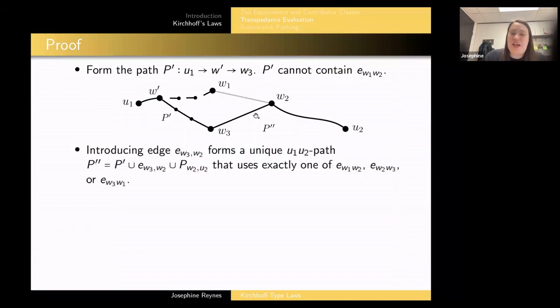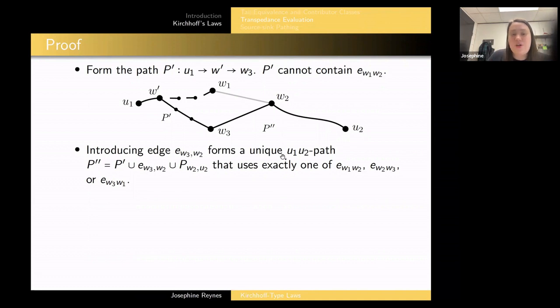And now I can introduce this edge W3 to W2 because I'm in the loading, so I can add edges if I need them. And this forms a unique U1 to W2 path. And I know it's unique because previously these were two separate components, and I've added a single edge to make these two components connected. So I have to use that edge when I'm traveling from one component to the other. And I'm calling this long path, this path here, P double prime. So that's P prime union this particular edge, union the path from W2 to U2 in that second component.